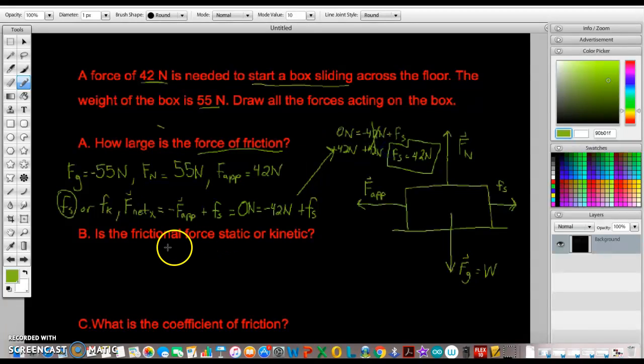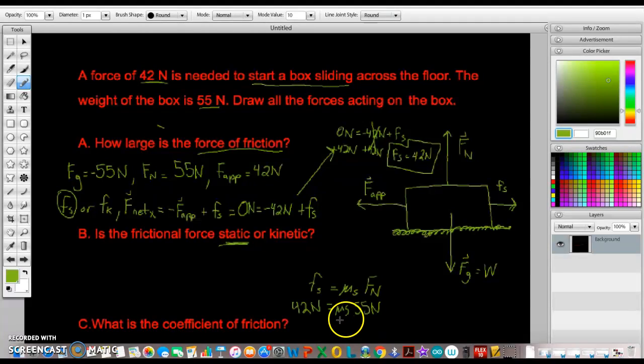Now, is the frictional force static or kinetic? Is the box moving? Is the box not moving? The box is not moving, so the answer is going to be static. And what is the coefficient of friction? What is the amount of stiffness or rigidness on the surface? That's what they're asking. This is just a simple equation. Static friction equals mu s times the normal force. We know that our static friction is 42 newtons, equals mu s, which is our static frictional coefficient, times our force normal. We said our force normal was 55 newtons.